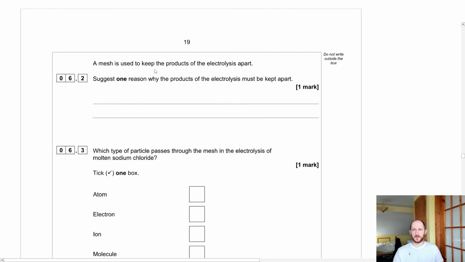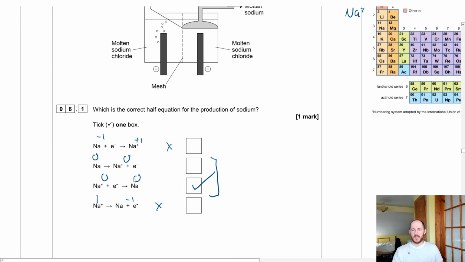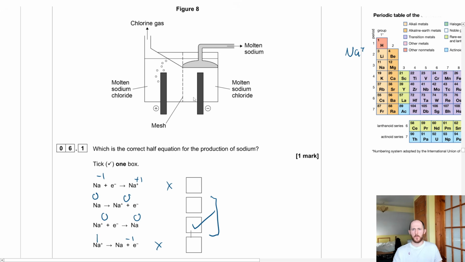Okay, so meshes are used to keep the products of electrolysis apart. Suggest a reason why they must be kept apart. Now again, this might not be something you've been specifically taught, but you need to, I hate saying this, but you need to think. So, if we look at this half equation, we've split sodium up into positive sodium and electrons. A similar thing would happen to chlorine. However, chlorine would form a negative chlorine ion, for example. So, why do you want to keep those separated by this mesh here?